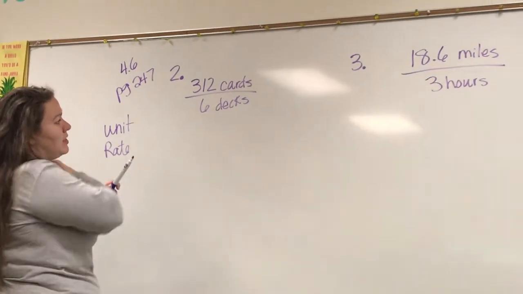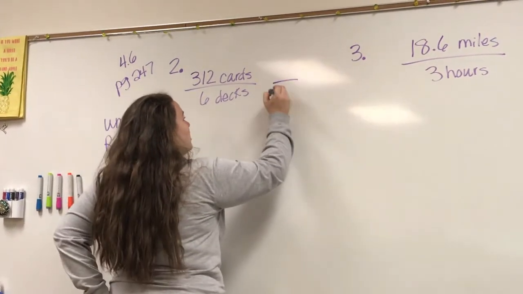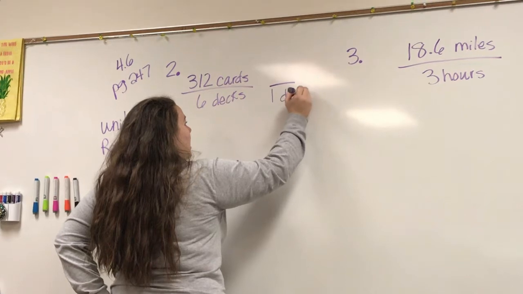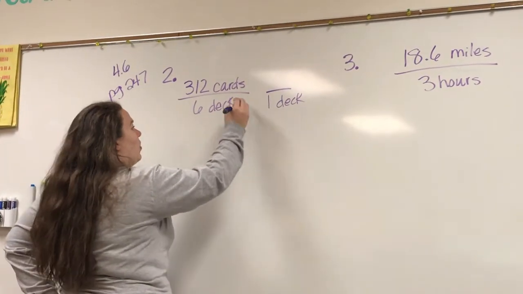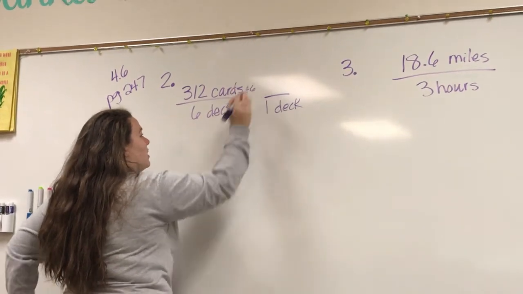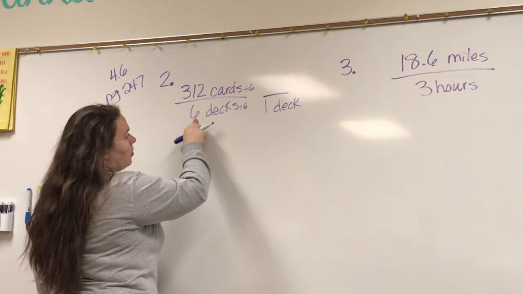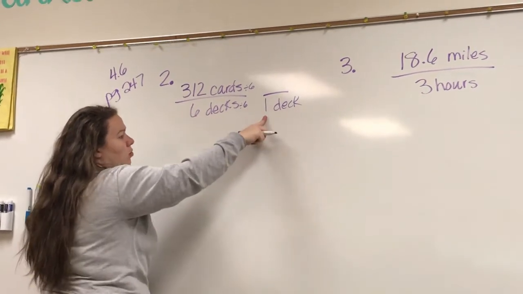that there are 6 decks. And we want to find the unit rate. We want to know how much is just in one deck of cards. Okay, so simplifying it down all the way to 1. To do that, divide by 6, divide by 6. If you divide the number on the bottom always by the number, it's always going to turn into 1.